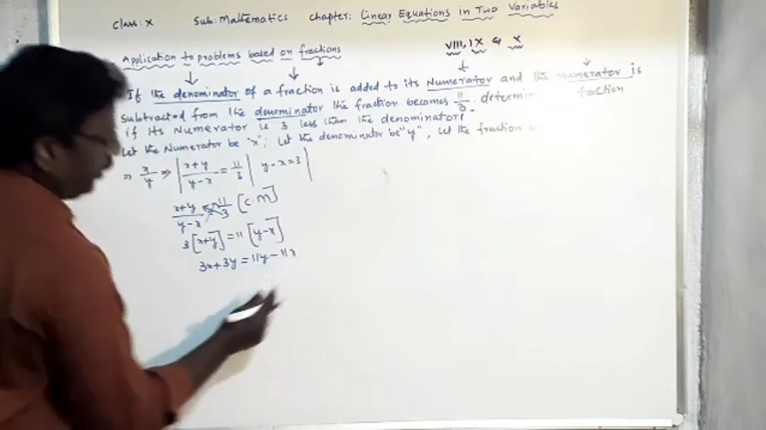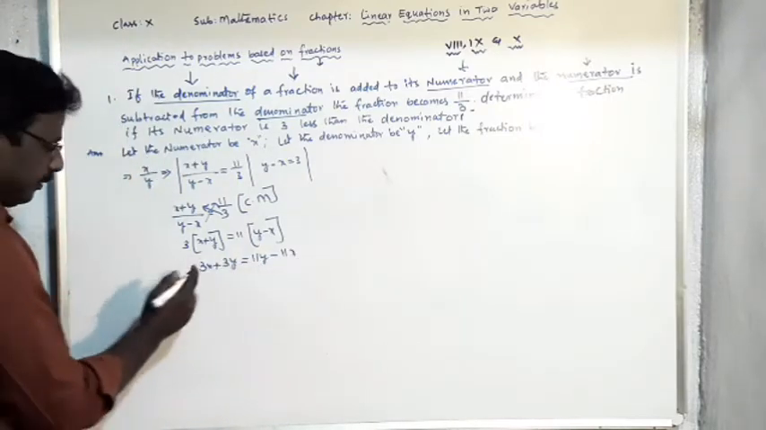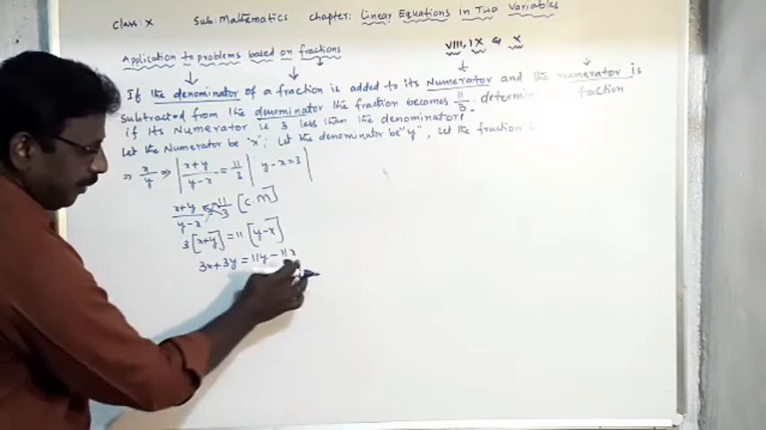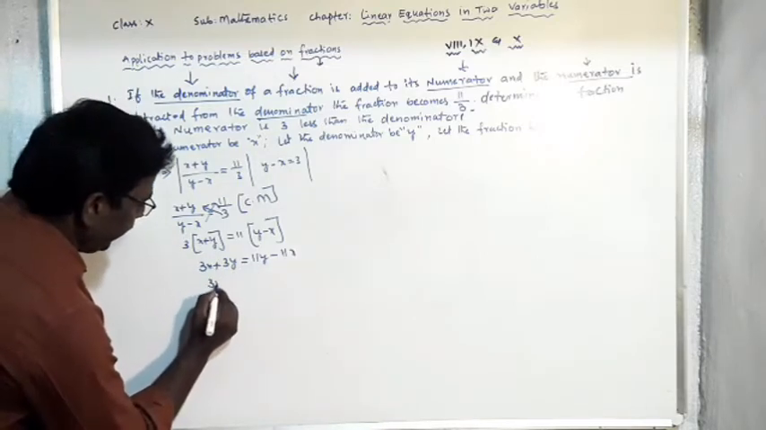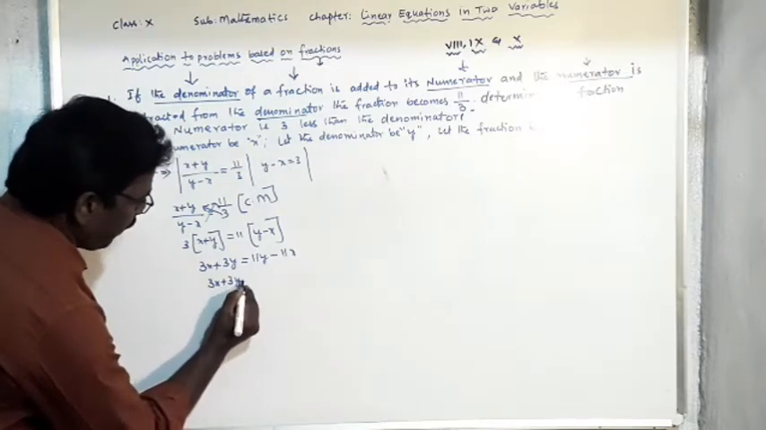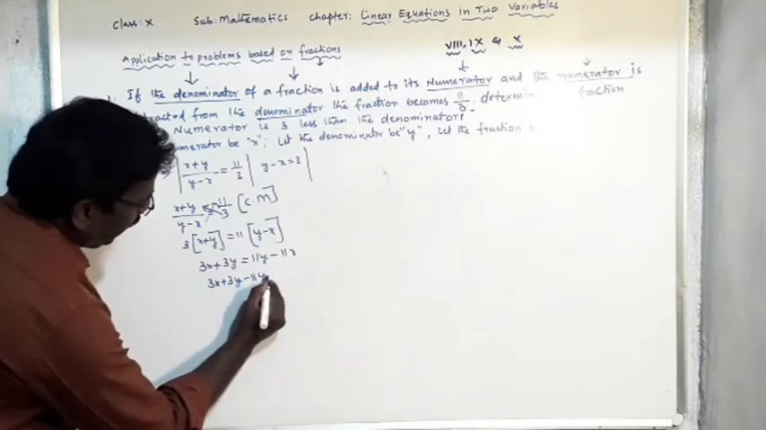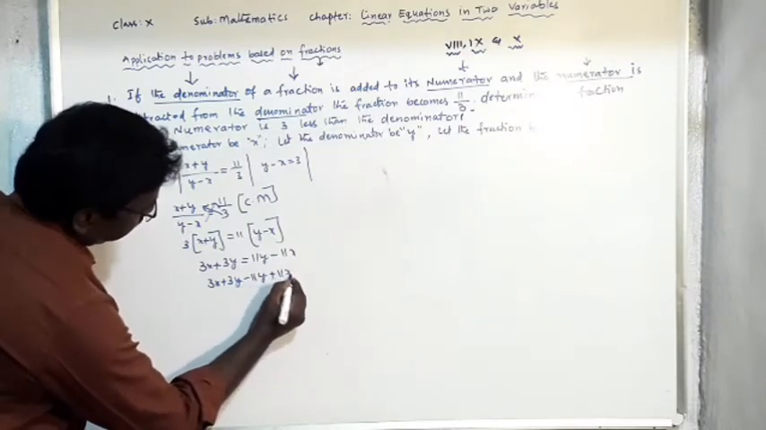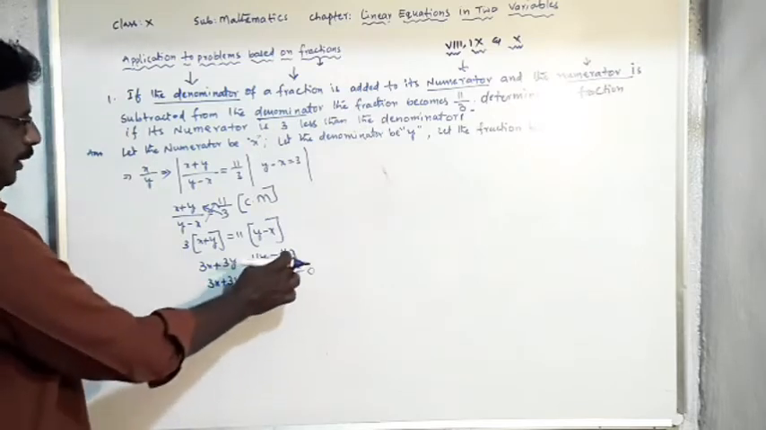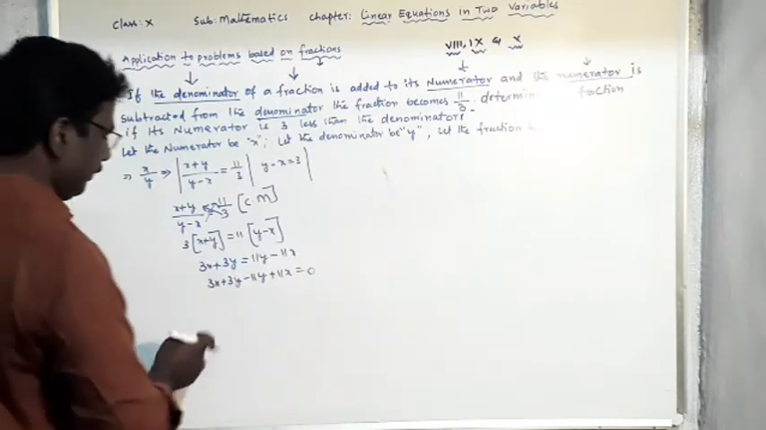Now transfer these two terms to this side. Plus becomes minus, minus becomes plus. 3x plus 3y minus 11y plus 11x is equal to 0, because I transferred all the terms to this side only.